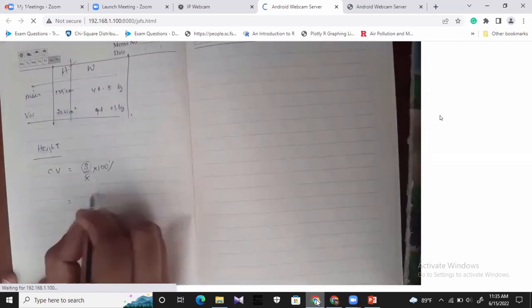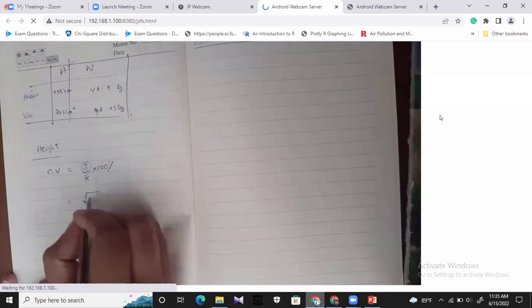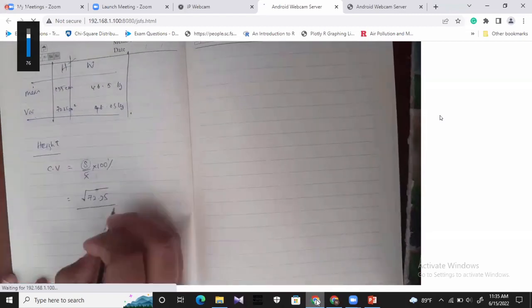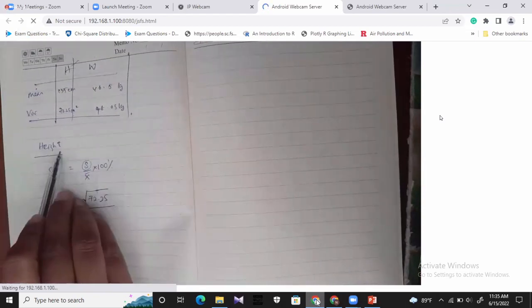The coefficient of variation for the variable height is what? S over X bar times 100. Now what is S? S denotes sample standard deviation. Here we are given the variance now, 72.25. So we need to get the square root of that value to get the sample standard deviation divided by X bar. What is mean value? Mean of the height, 155 centimeters.